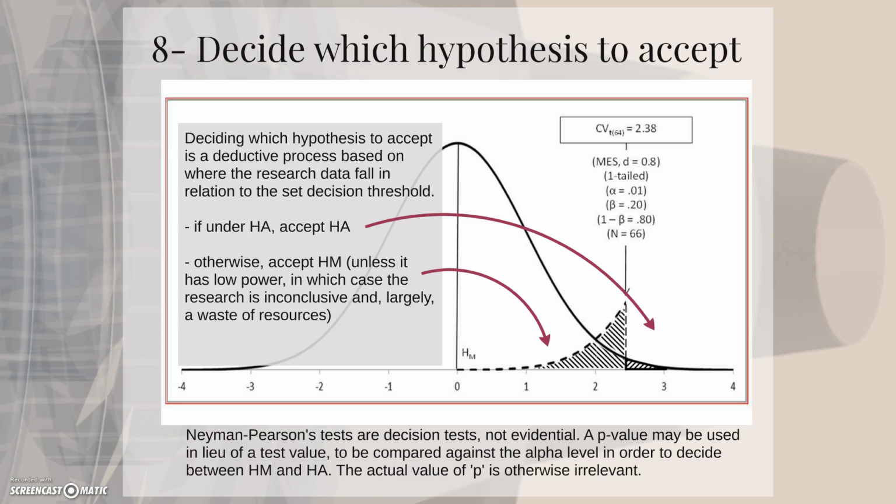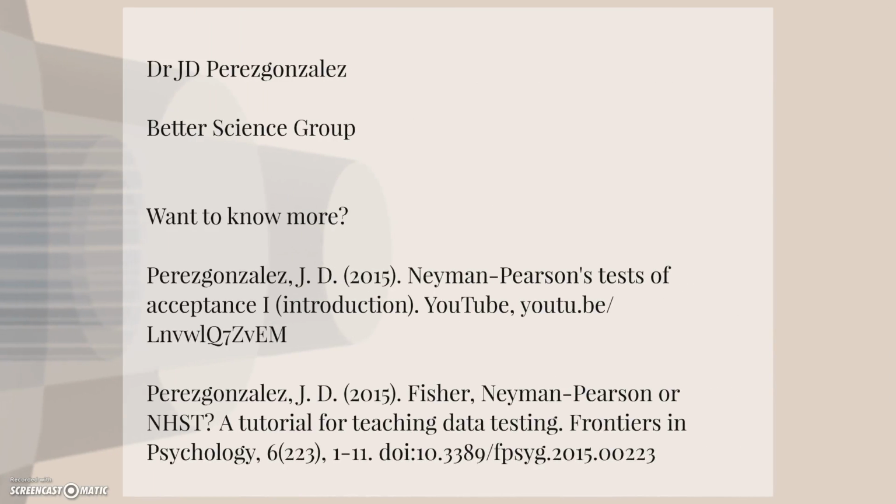The last thing to take into account is that Neyman-Pearson's tests are decision tests, not evidential. The p-value may be used instead of the critical value to compare the actual results, that is, to compare the p-value against the alpha level in order to decide between hypotheses. But once this decision has been achieved, the actual p-value is otherwise irrelevant. And basically, these are the main considerations to take into account when doing Neyman-Pearson's test of significance.